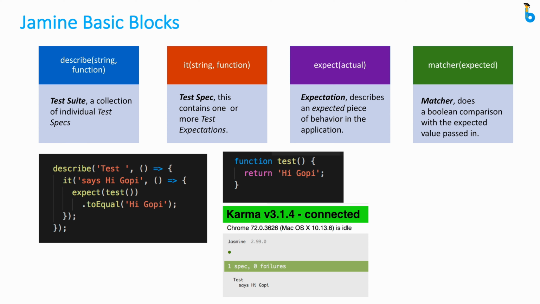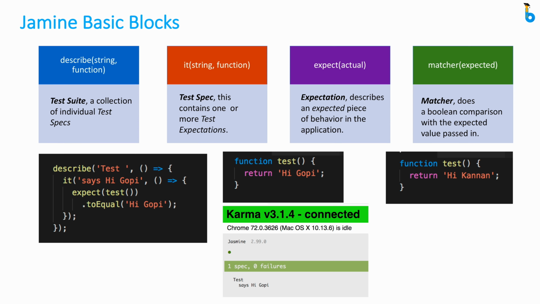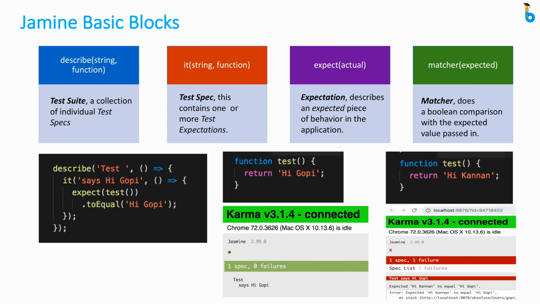If you run it in Angular CLI, it will launch Chrome using the test runner Karma, and it will display the results like this: one spec and zero failures. Suppose you change the function test that returns "hi gopi" to "hi Kannan", the spec will fail and it will display the results containing the failure.